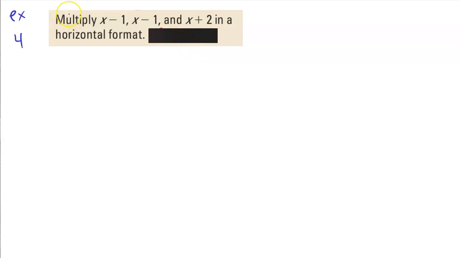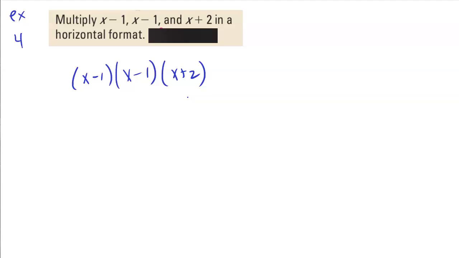All right, let's take a look at example 4. So we're multiplying polynomials again. In this case, it says to multiply x minus 1. So I'm going to write it out like this: x minus 1 times x minus 1 again times x plus 2, in a horizontal format, which is, again, probably the more traditional way to do it.